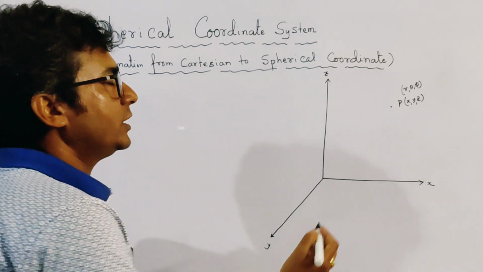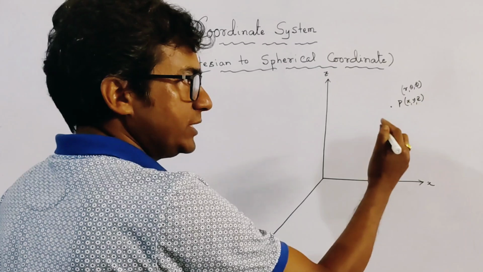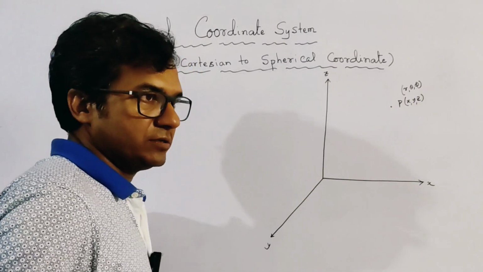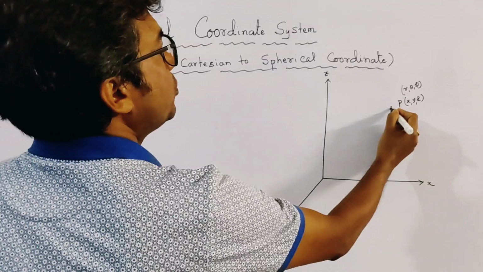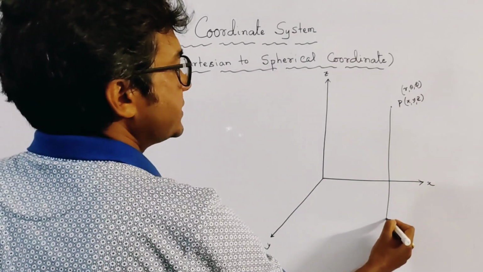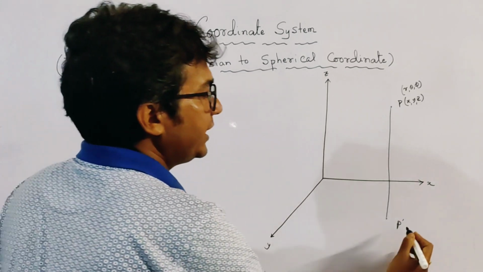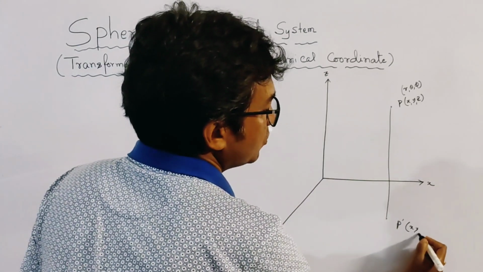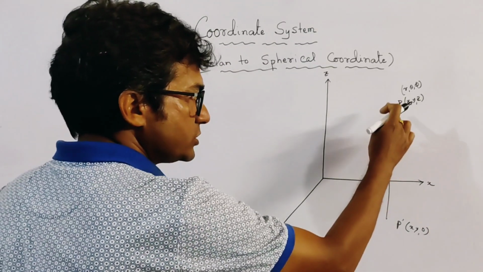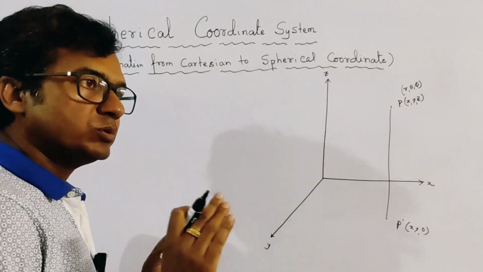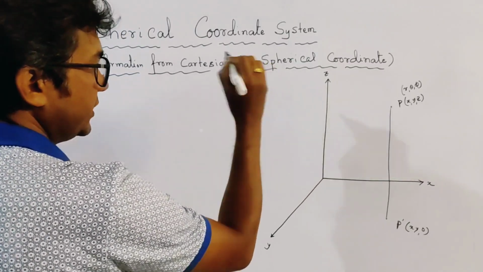Now we project this point P (x, y, z) onto the xy plane. Then the projection of this point in the xy plane is P dash, and it is (x, y, 0), because P dash is at z equal to 0.